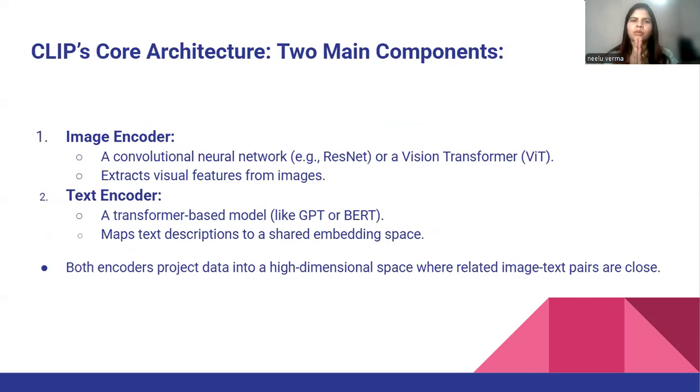CLIP has two main parts. First is the image encoder, which could be a convolutional neural network like ResNet, or a vision transformer, that is ViT. It takes an image and turns it into a set of visual features. Second is the text encoder, which is a transformer-based model similar to ChatGPT or a word model. It converts text into a matching set of features. Both sets of features end up in the same high-dimensional space, so that images and their related text end up close together, making it easier for CLIP to link pictures with their descriptions.